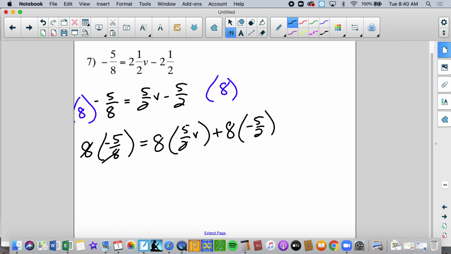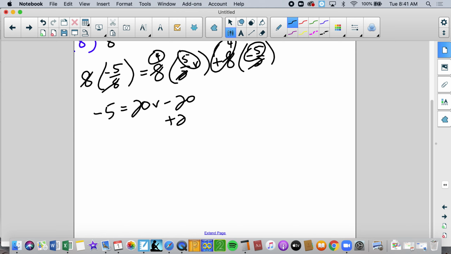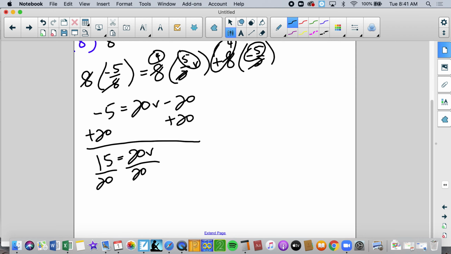All right, let's cancel those. You're left with -5. 2 goes into 8 4 times. 4 times 5v is 20v. 4 times -5 is -20. Let's move the constants first. When we're isolating the variable, that's 15 equals 20v. Divide by 20. And we get 15 over 20 equals v.